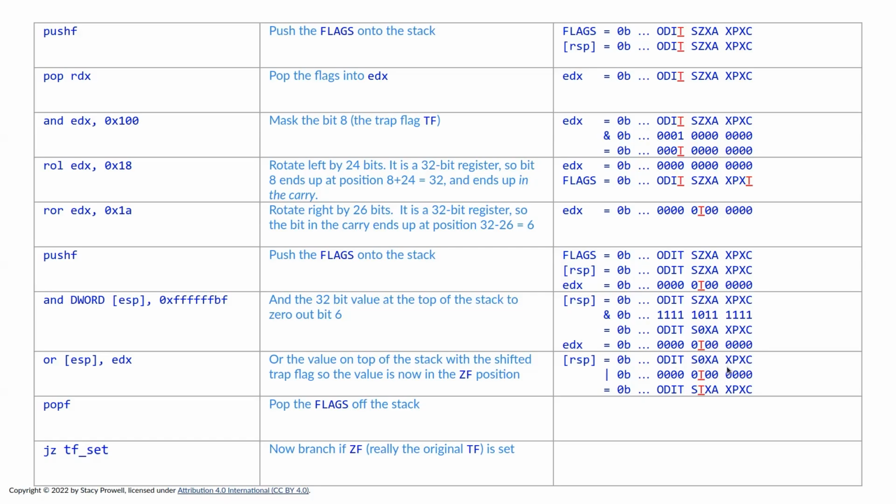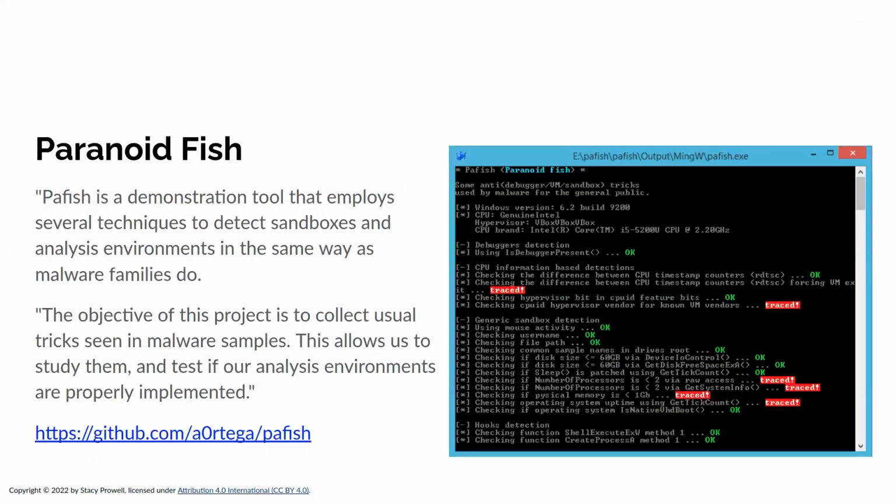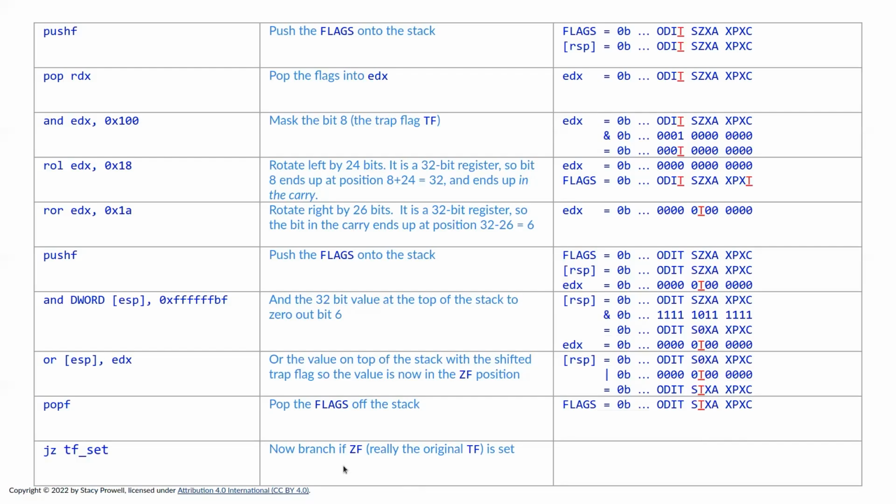So now I started out with this. I OR it with this, and I wind up with whatever the trap flag's value is in the position of the 0 flag. I pop flags off the stack, so it's gone. And now I do a jump 0. So I branch on the 0 flag, which is actually a copy of the trap flag.